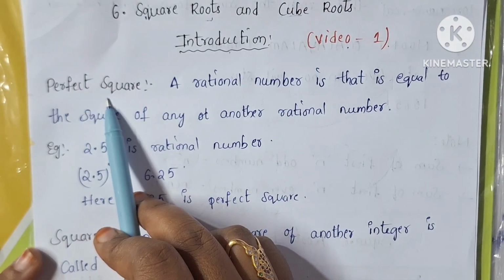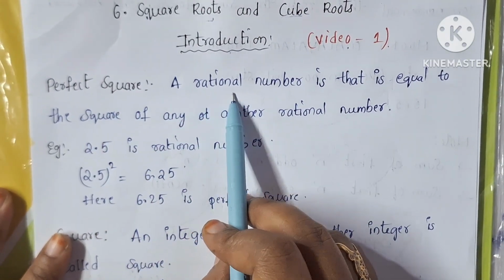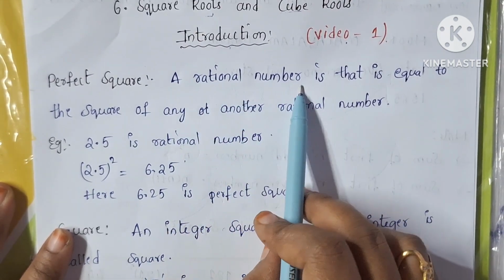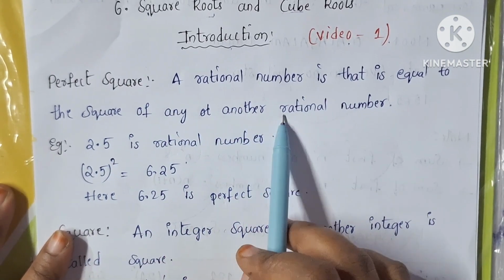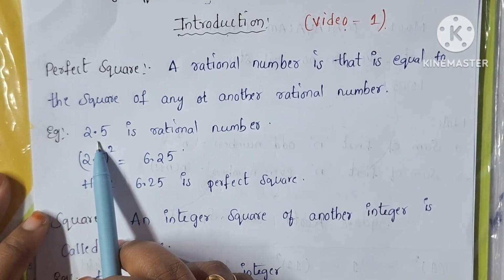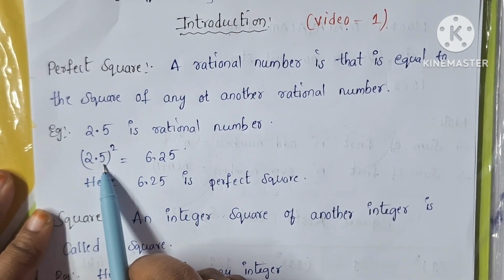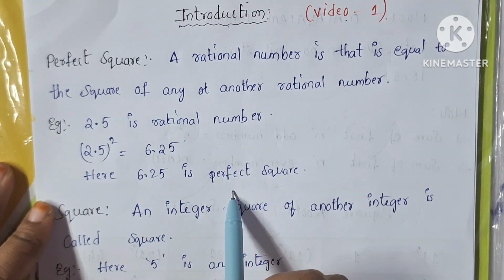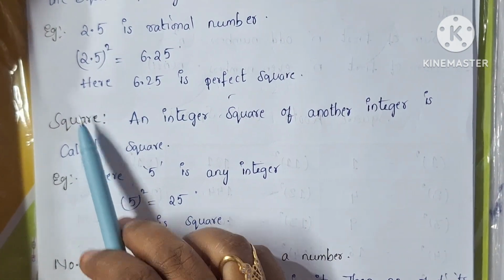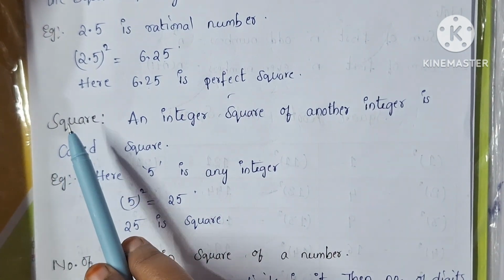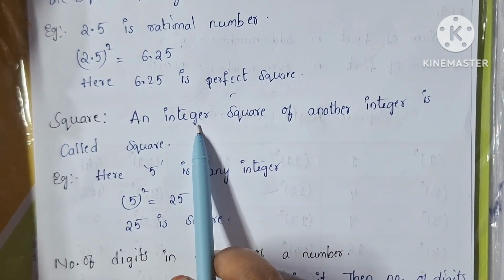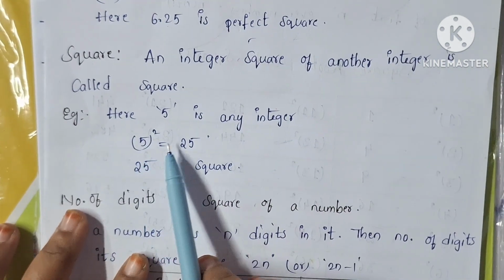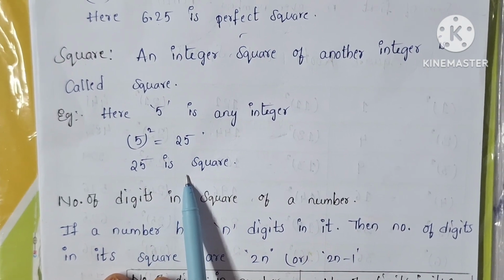What is a perfect square? A perfect square means a rational number that is equal to the square of another rational number. See here, 2.5 is a rational number. What is its square? 2.5 whole square equals 6.25. Here 6.25 is called a perfect square. What is a square then? In a perfect square we use rational numbers. In a square we use integers. An integer squared gives another integer, called a square. Here 5 is an integer. 5 square equals 25. 25 is a square.